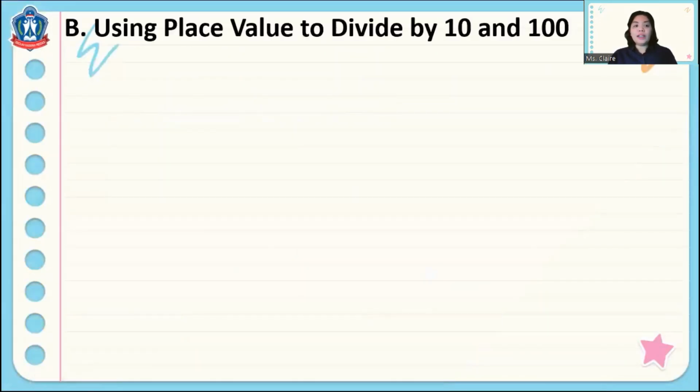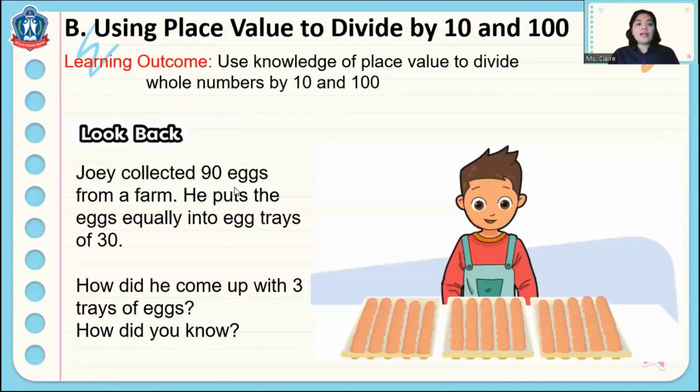Now let's move on to lesson B, using place value to divide by 10 and 100. Look at this problem here. Joey collected 90 eggs from a farm. He puts the eggs equally into egg trays of 30. So how many trays are there? He is going to divide the 90 eggs into trays of 30. One tray consists of 30 eggs. So as you can see, there are 3 trays of eggs.